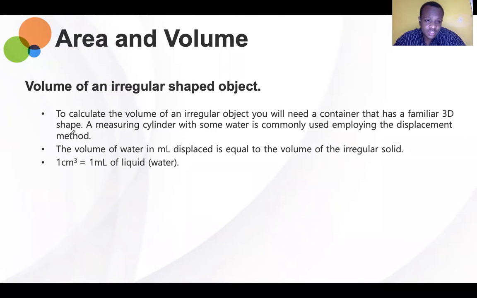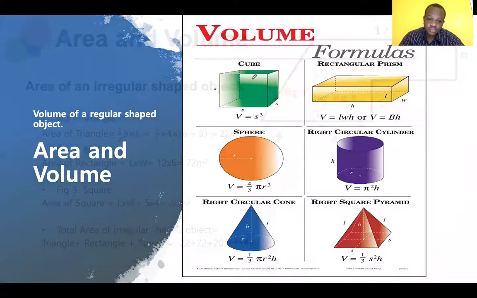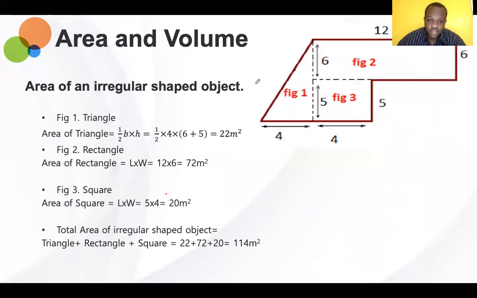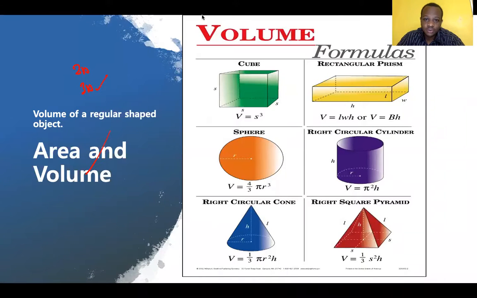So, to calculate the volume of an irregular shaped object, right? In order for us to calculate the area of an irregular shaped object, we would break it down into pieces that we are able to identify. So figure 1, figure 2, and figure 3, and we name them respectively. But it is much more difficult when dealing with the volume. We have to use a separate method.